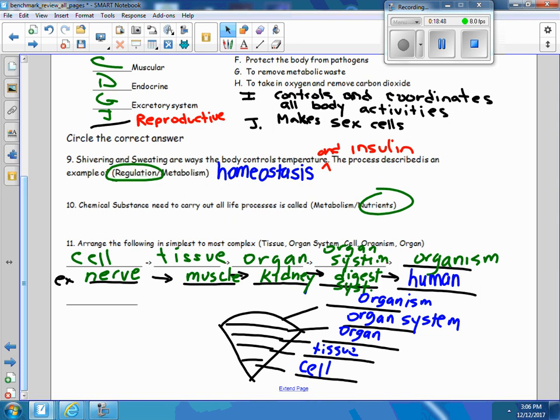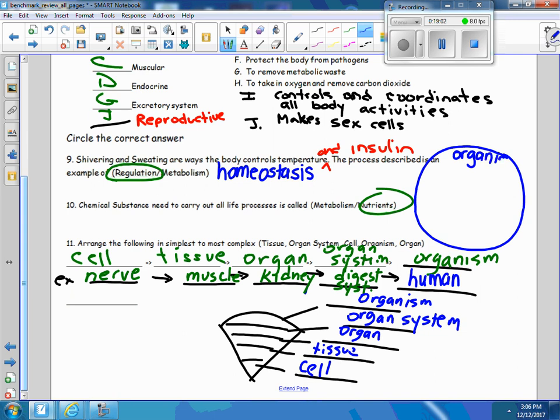Another way to look at this is a pyramid, an upside down pyramid. Cell, tissue, organ, organ system, organism. You can even do a circle. If I'm doing a circle, what's the biggest piece of the circle going to be? The biggest piece is going to be the organism.